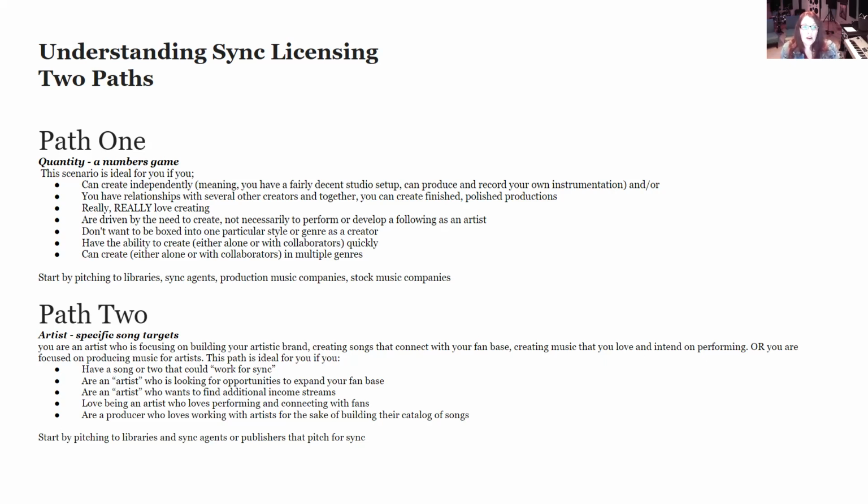And so the more genres you can produce, the better your chances of getting multiple sync placements. And the more you get, of course, that means the more income you can get. Now here's the thing about path one: income is very slow coming.